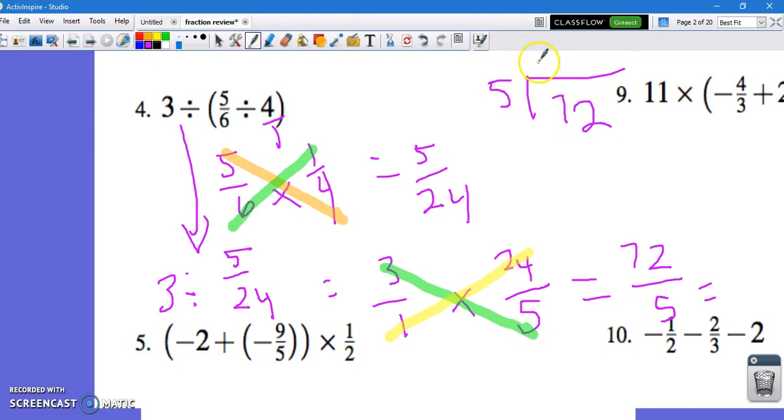5 will go into 72 14 times if you look at your multiplication chart, even if you use a simple calculator. 14 times 5 is 70. I subtract, I have 2 left over. I now have the 3 parts to make my mixed number. 14 is the whole number, 2 the remainder is the numerator, and 5 is the denominator. So the answer for number 4 is 14 and 2/5.